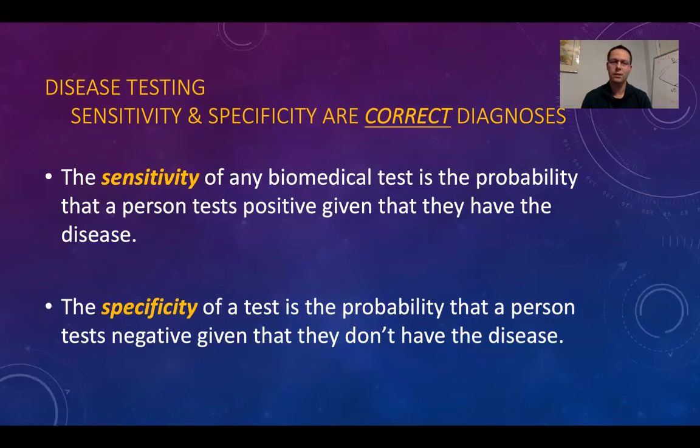So the sensitivity and the specificity of a test are two names for correct results. Someone has the disease and we correctly identify it. Someone doesn't have the disease and we correctly identify that they don't have the disease.